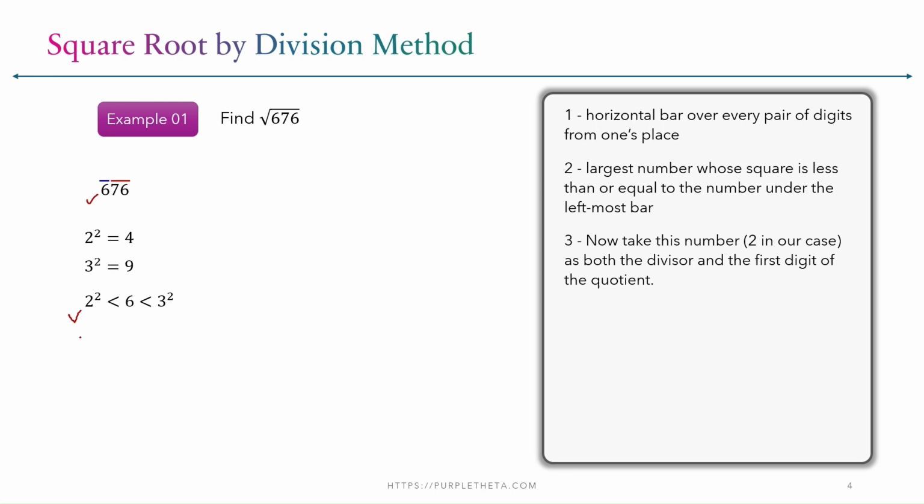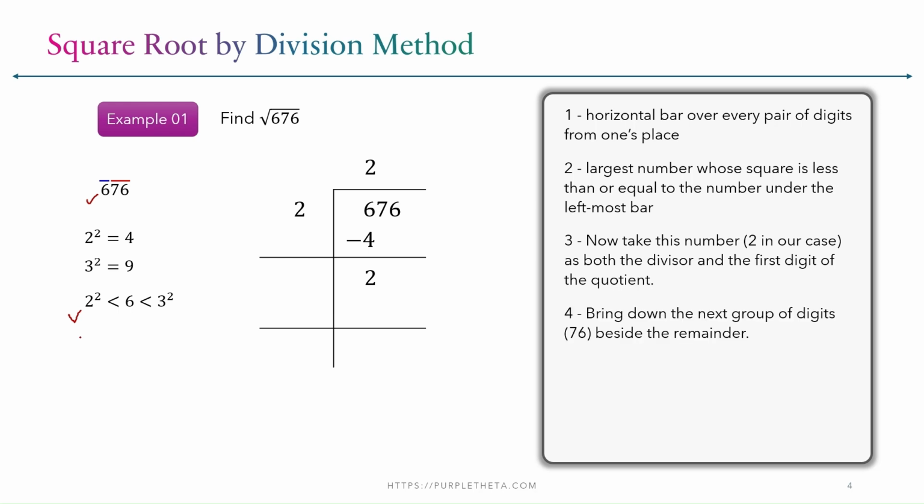For step 3, now take this number, that is 2 in our case, as both the divisor and the first digit of the quotient, right? Divide and find the remainder. So here we have 2 as the divisor and 2 as the quotient, right? So 2 multiplied by 2 is 4. We need to subtract 4 and we get a remainder of 2, right?